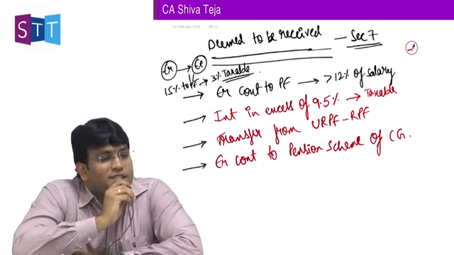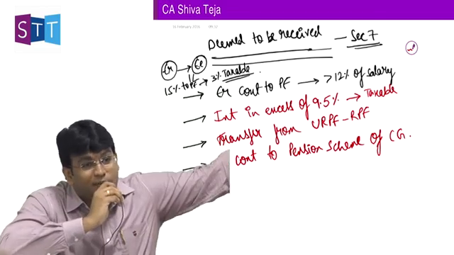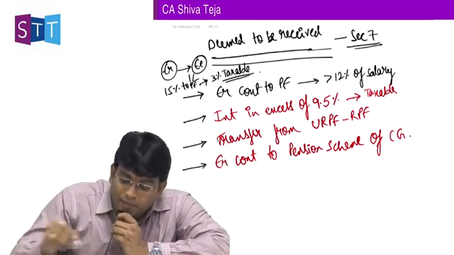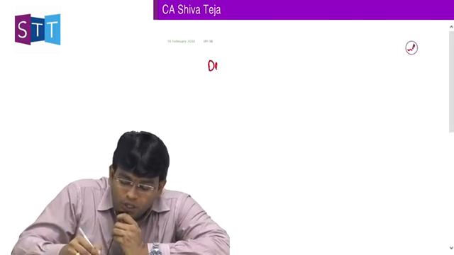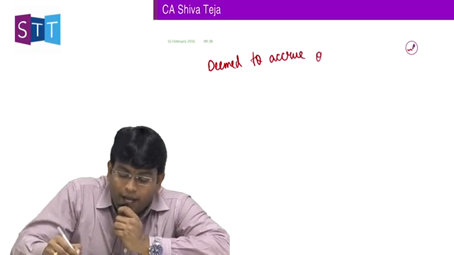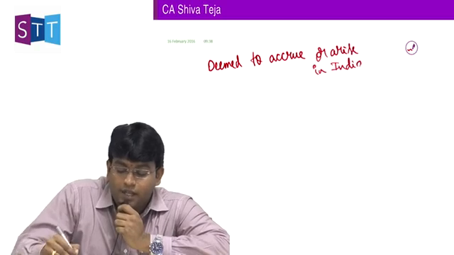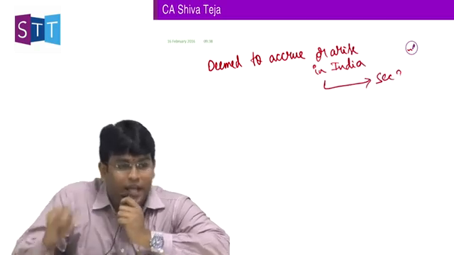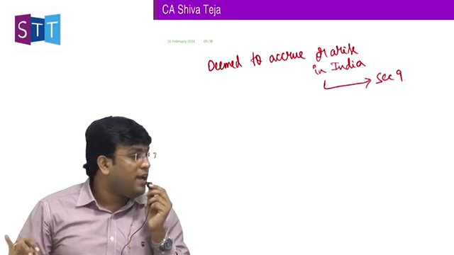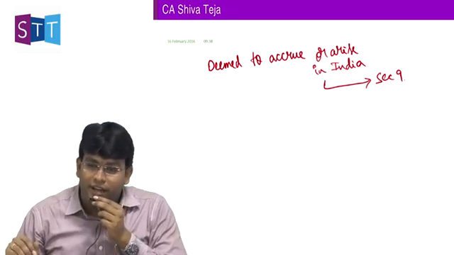Now tell me, what is Indian income? Income which is accrued or received, or deemed to be received, or income deemed to accrue or arise in India. This is all given, my dear friends, in section 9. Section 9 talks about income deemed to accrue or arise in India. Even though it is accrued and received outside, it is still deemed to be received in India.